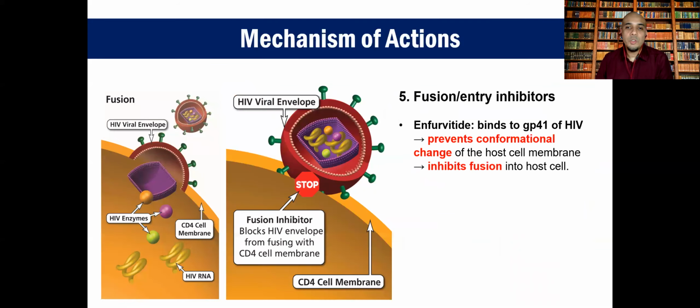The last group is the fusion or entry inhibitors. As mentioned in the early slides, there are two drugs that belong to this group, and each of them has a different mode of action. The first drug is enfuvirtide. This drug will bind to the glycoprotein 41 structure of the HIV that will prevent conformational changes of the host cell membrane and inhibits fusion of the virus into the host cell.